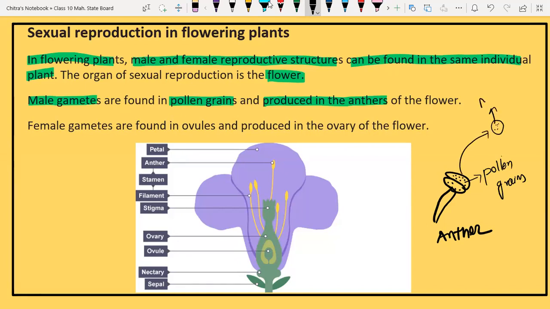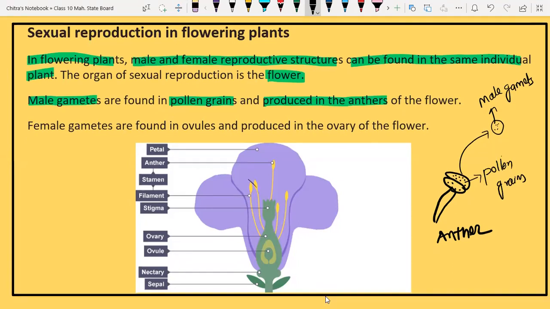So where is the nectar found in flowers? I will discuss that also. Wait a second. That we will discuss in the pollination part. Don't worry.